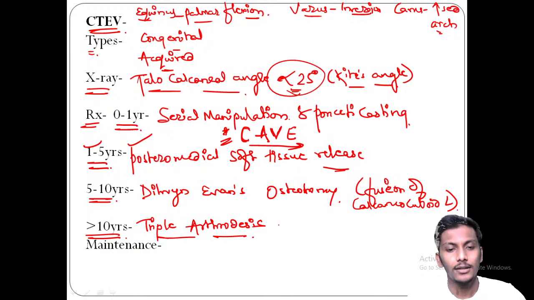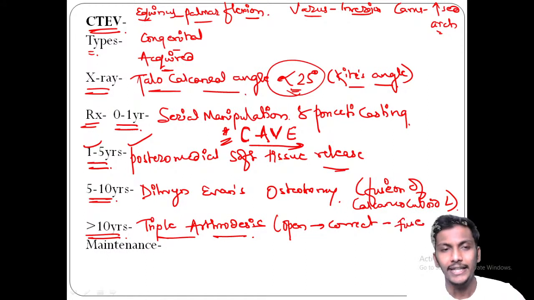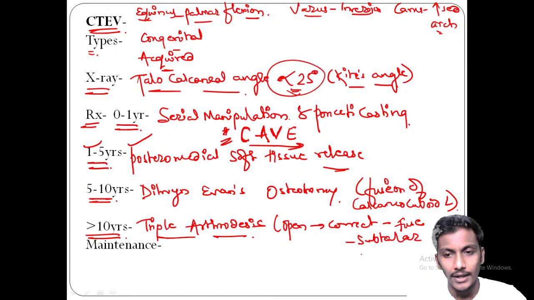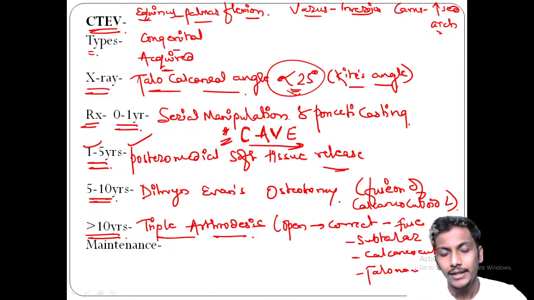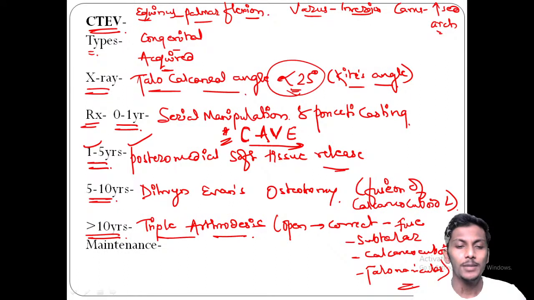In triple arthrodesis, what do we usually do? We open the foot, we correct the deformity, and then we fuse some joints, because CTEV is recurrent. If you could not fuse the joint, then the condition would recur again. Therefore we need to fuse some important joints: the subtalar joint, calcaneocuboid joint, and talonavicular joint. So please remember, after 10 years of age, when we need to treat CTEV, we usually perform triple arthrodesis.